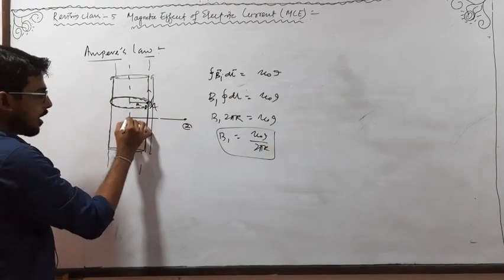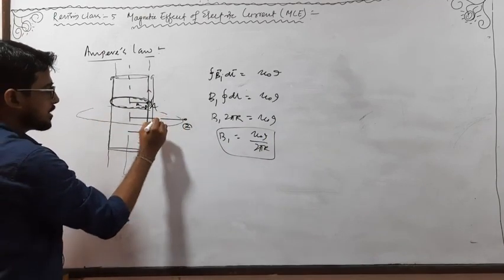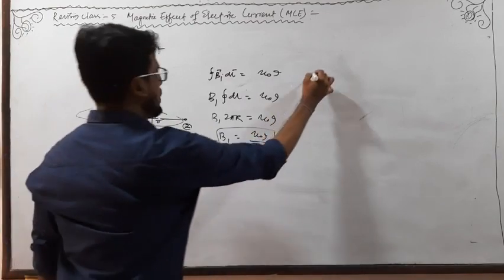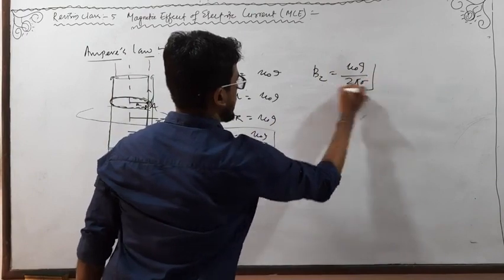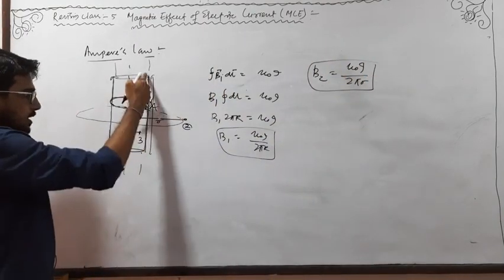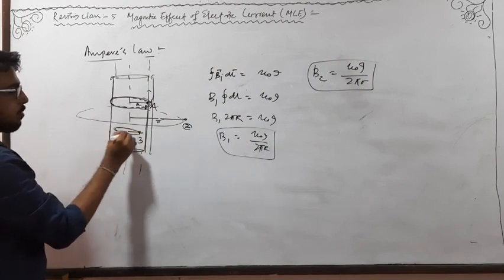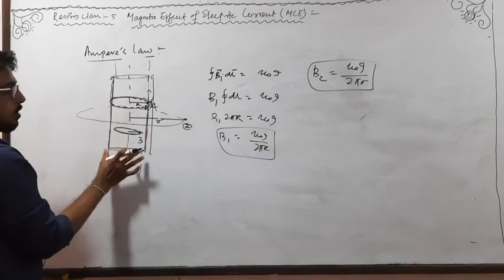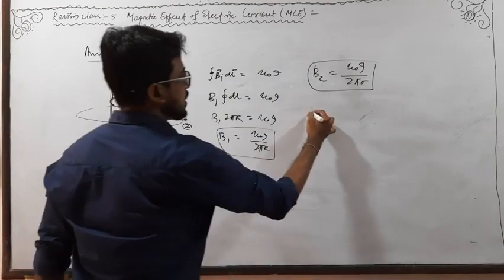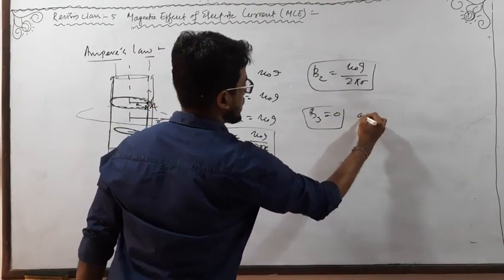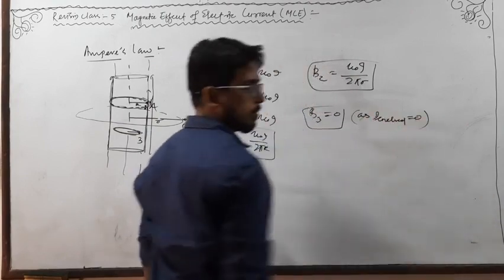Similarly, to find the magnetic field strength at point 2, I assume an Amperian loop, let this distance be r. By applying the law, B at 2 will be mu naught I divided by 2 pi r. But at point 3, which is within the conductor, there is no current enclosed within this Amperian loop, because all the current flows on the surface. Within it there is no current flowing, so I enclosed is 0. So B at 3 will be 0, as I enclosed equals 0.